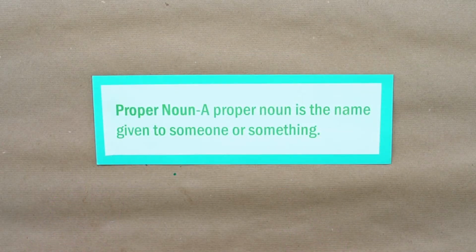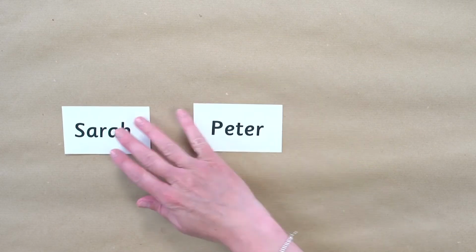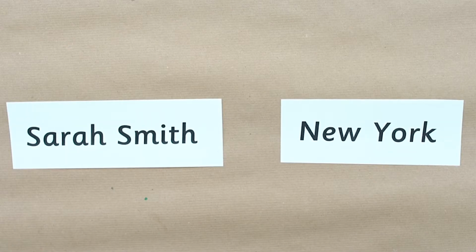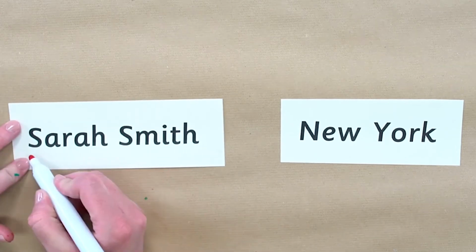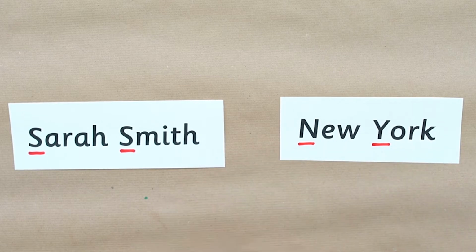A proper noun. A proper noun is the name given to someone or something. Most commonly, this is the name of a person or place. Sarah, Peter, London are all proper nouns, and therefore, when they're written, we use capital letters. If a name contains 2 words, for example, Sarah Smith or New York, both words begin with capitals. We often explain this as people and places are important, they therefore deserve a capital letter.